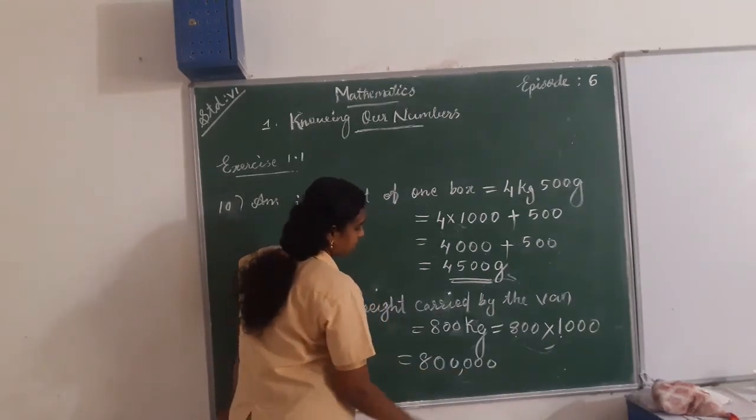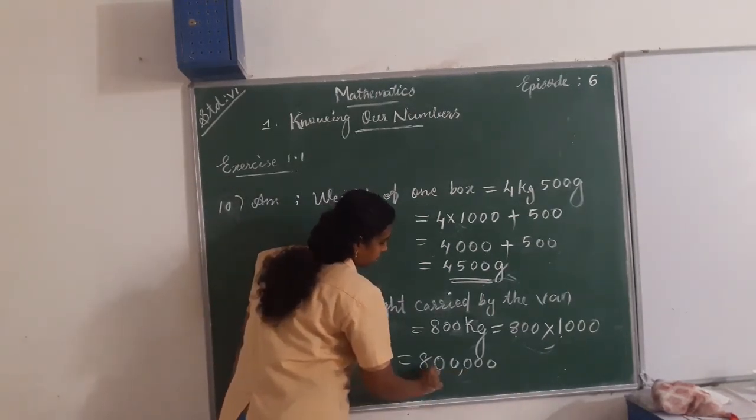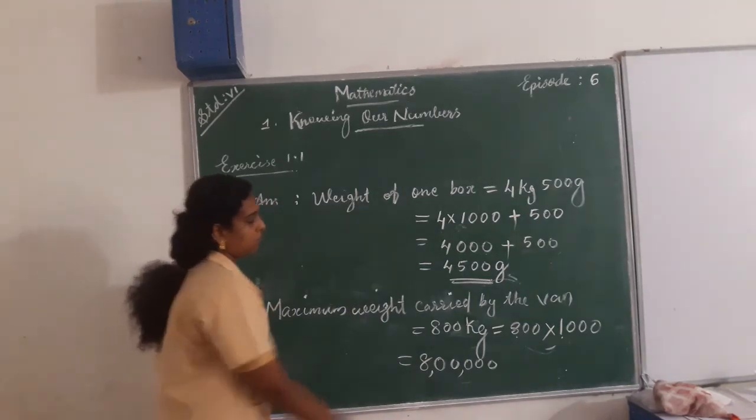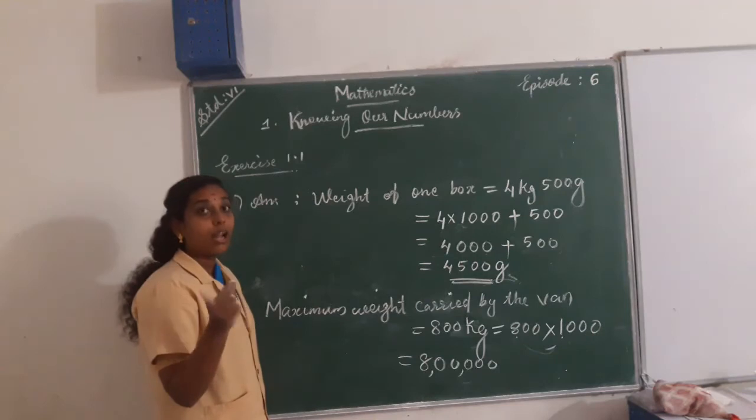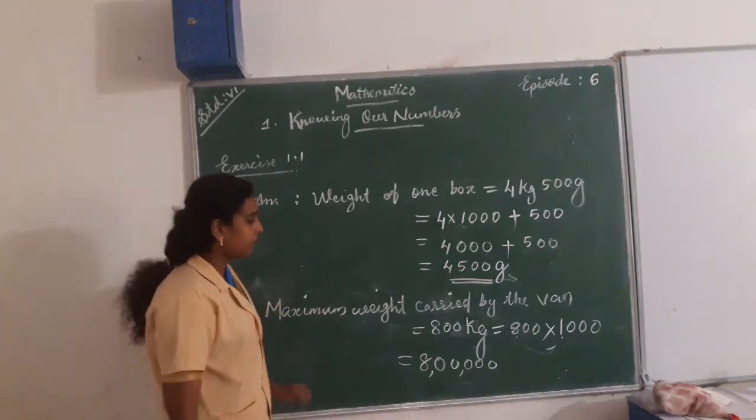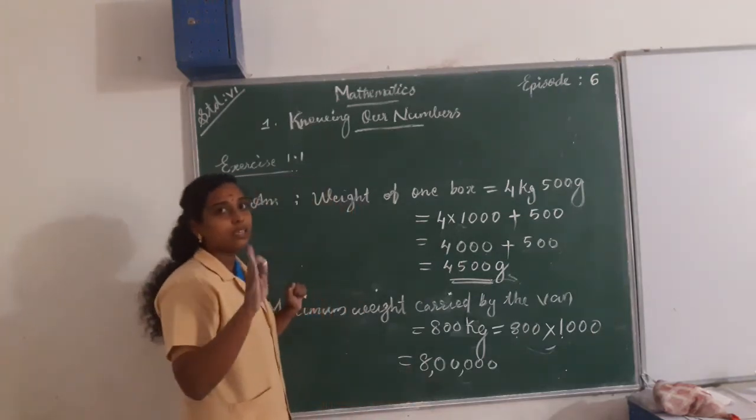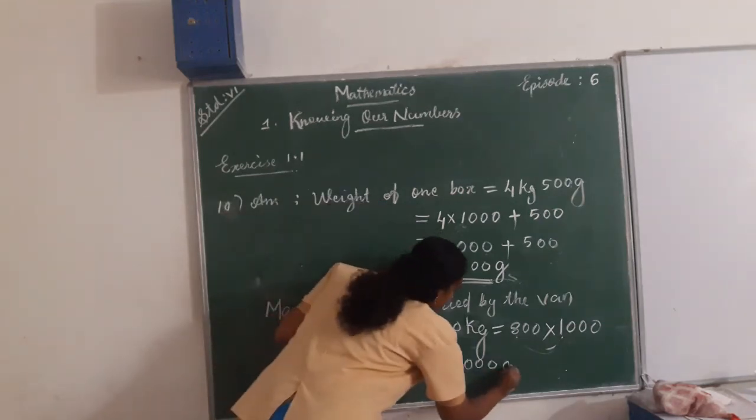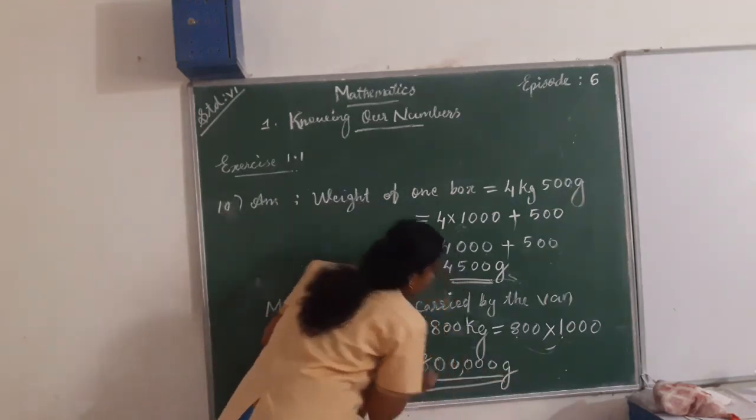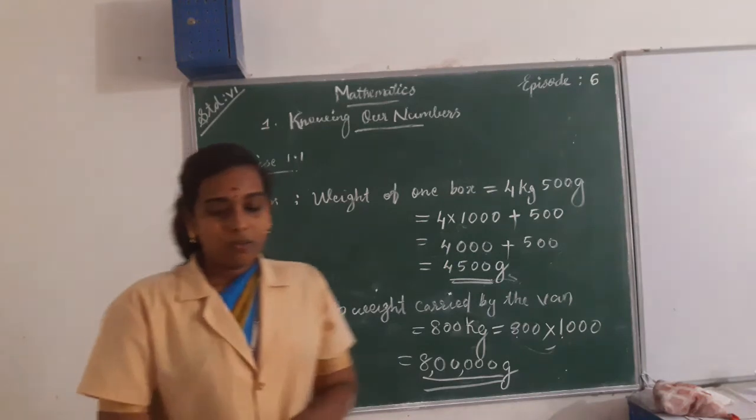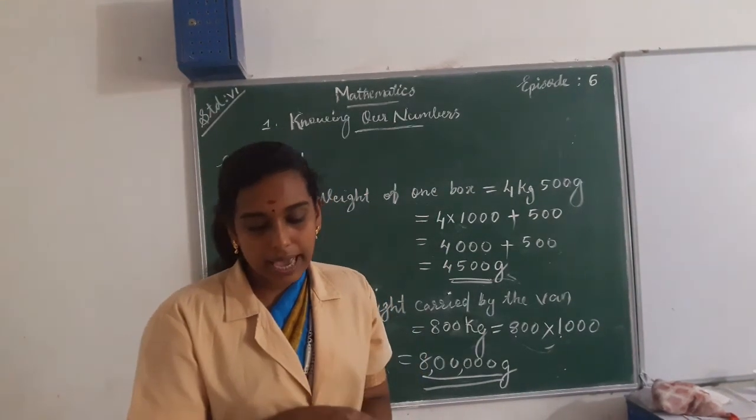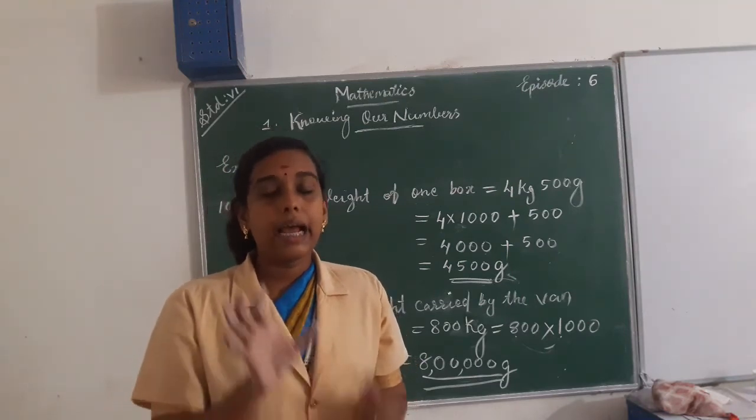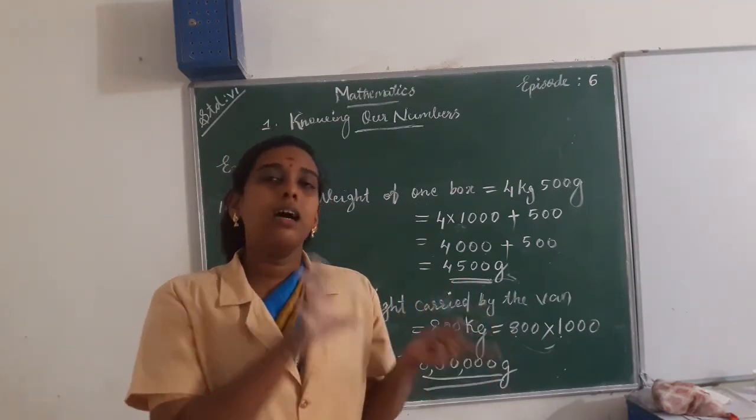How can we read this number? The first comma comes here, and the second comma comes 2 digits later. Ones, tens, hundreds, thousand, 10,000, lakh. That means 8 lakh. So the van can carry 8 lakh gram. And we want to find how many boxes can be loaded in the van.